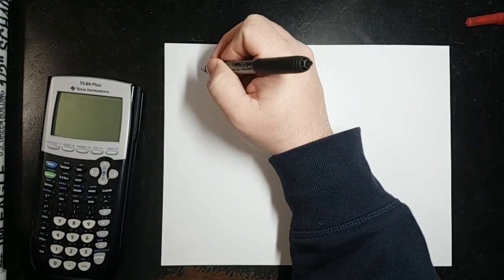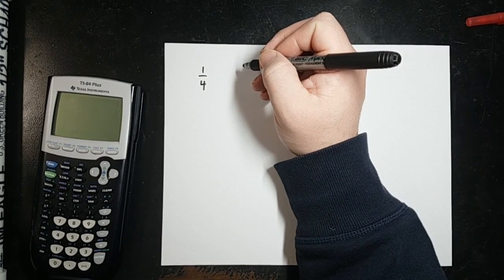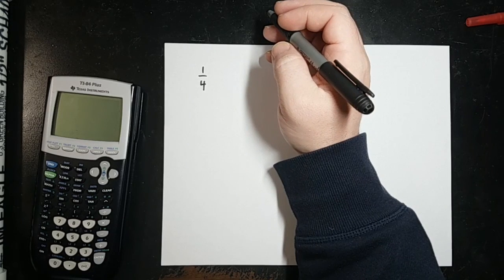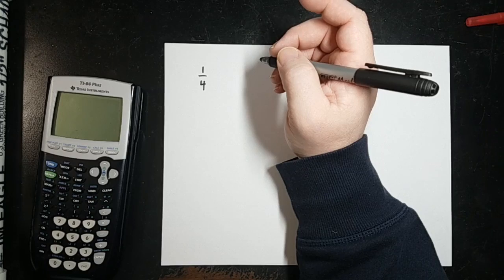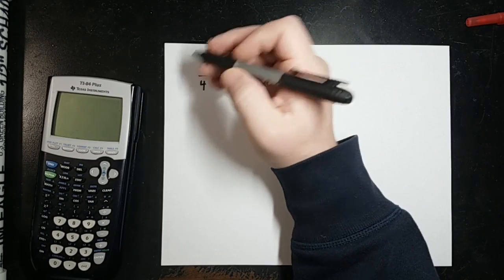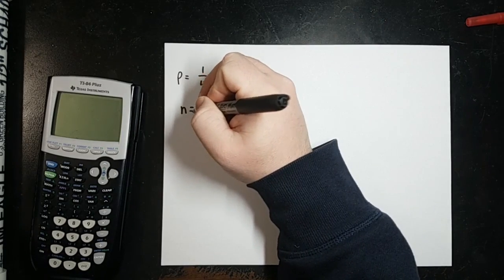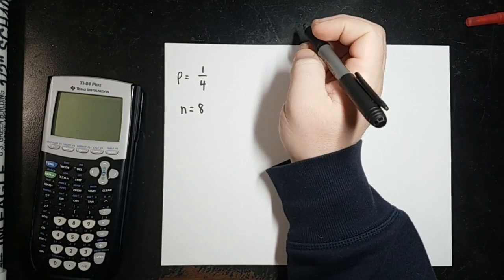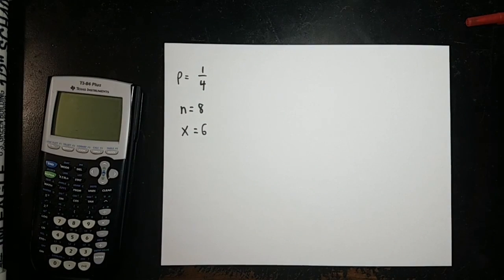Let's see. There are 8 questions and 4 answers to each question, so there is a 1 in 4 chance of getting the problem correct, I should say. Now, they want to know the chances of getting 6 correct answers. Probability of success, number of trials, number of successes that they are looking for.